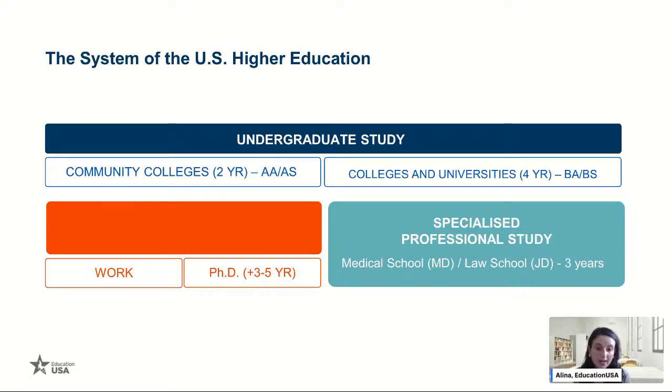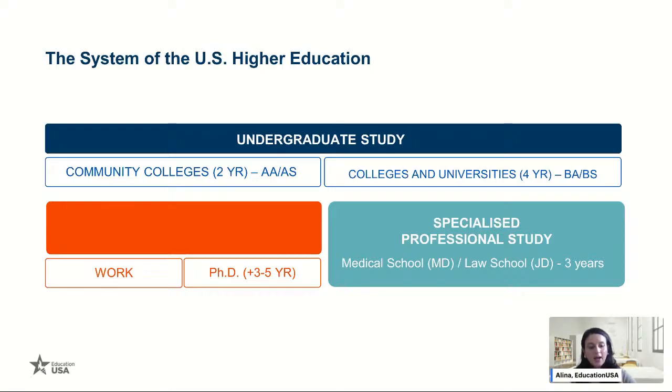Then you can apply instantly to a college and a university that would last for 4 years. Then you can continue with your work or with your PhD or master. And then, yes, if you are applying for a medical school or law school, that can be extended for more years.